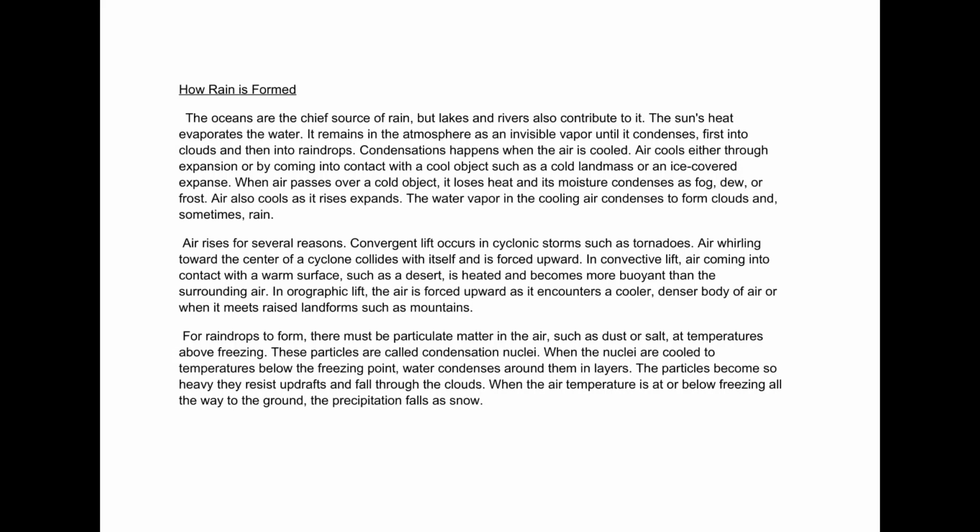Air cools either through expansion or by coming into contact with a cool object, such as a cold landmass or an ice-covered expanse. When air passes over a cold object, it loses heat and its moisture condenses as fog, dew, or frost. Air also cools as it rises and expands. The water vapor in the cooling air condenses to form clouds and sometimes rain.